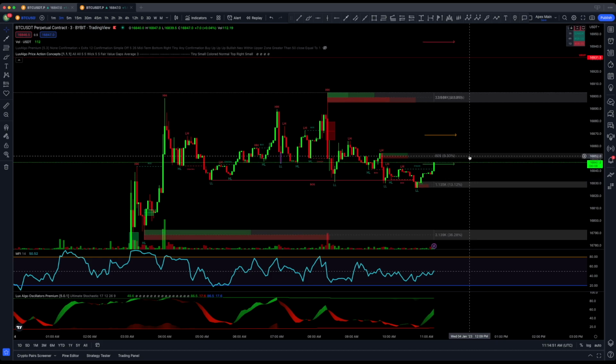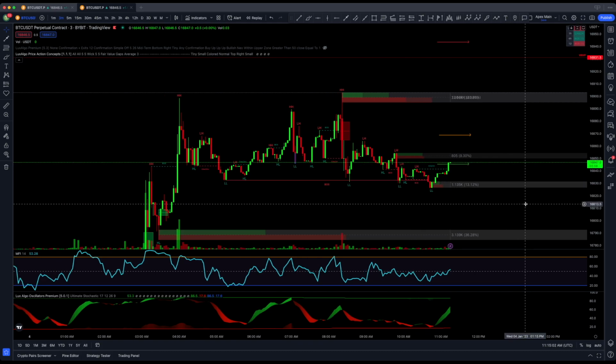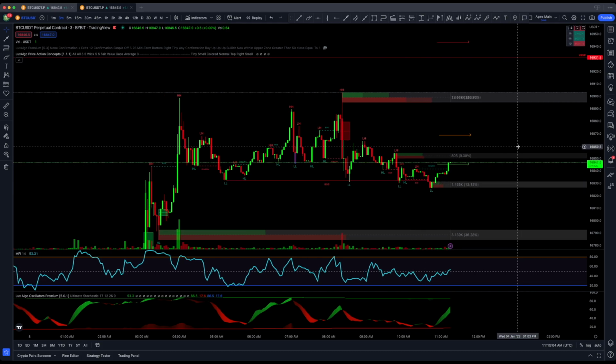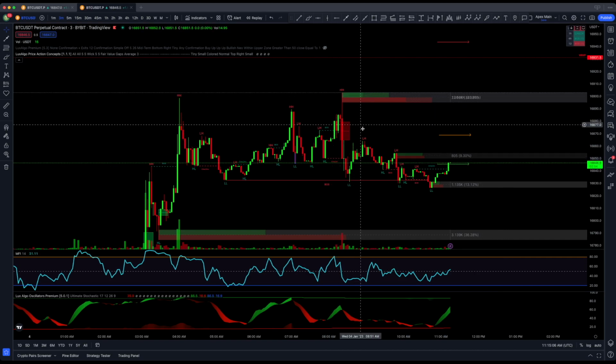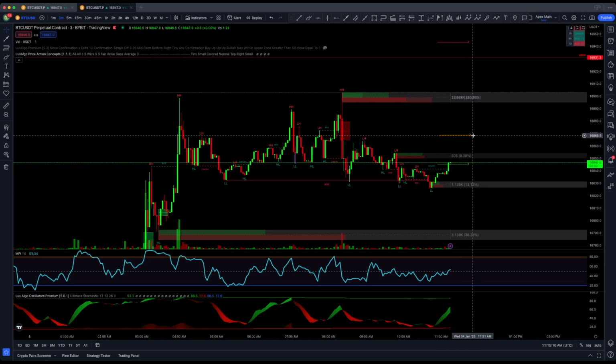Interesting element will be whether this provides the resistance, because it's an order block. Now remember, the full swing of this move is, that's kind of in the middle of your Fibonacci retracement.